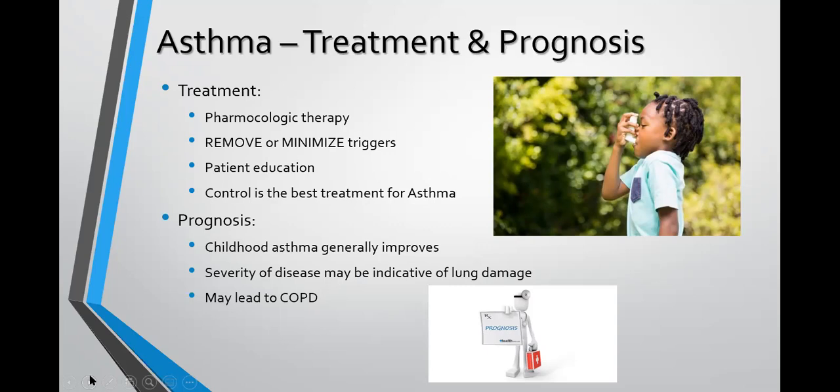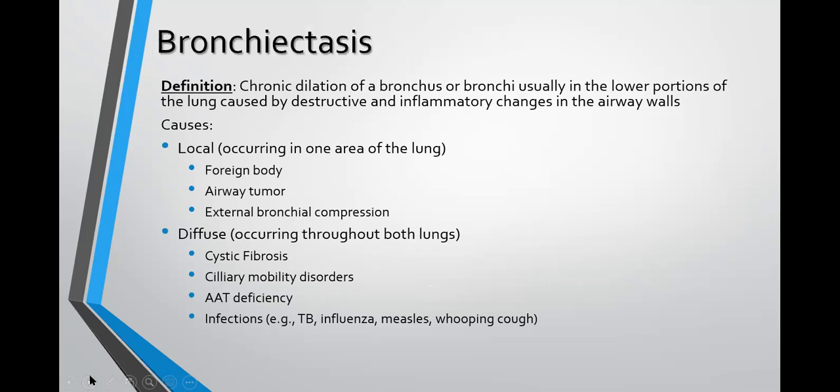All right? Prognosis. Childhood asthma usually improves with age. Okay? A lot of people say, oh, I had asthma when I was little, I grew out of it, right? A lot of people grow out of it, right? Severity of disease may be indicative of lung damage. You can damage your lung and lead to what? COPD. So asthma alone is not necessarily COPD, but asthma in conjunction with maybe chronic bronchitis, right, is COPD. Chronic lung diseases, right? Chronic, all the time, right? All the time.